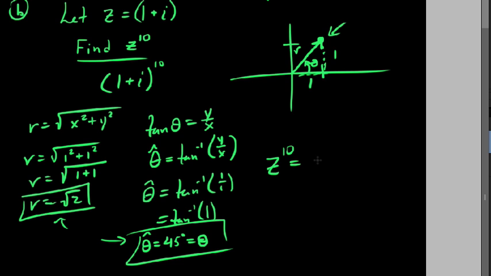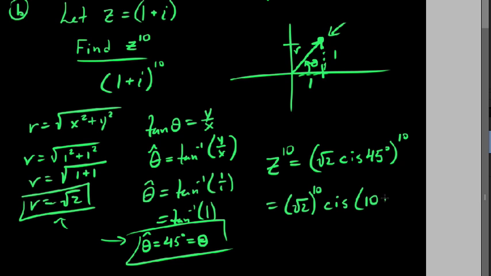So we say z to the 10th would be the same thing as we want to raise radical 2 times cosine plus i sine 45 degrees to the 10th. And according to Abraham DeMoivre, what we get is this. We get radical 2 to the 10th power times cosine plus i sine of 10 times our argument, which is 45 degrees.